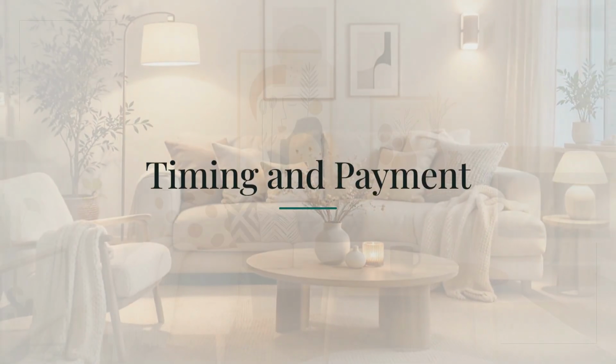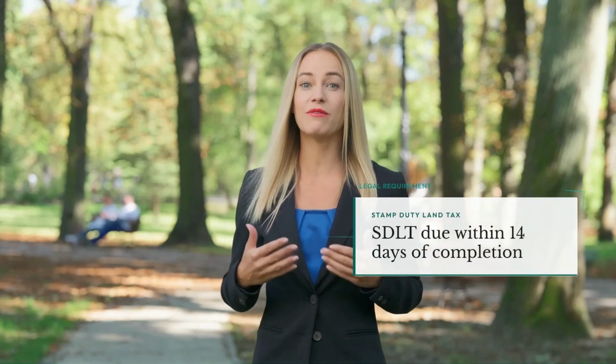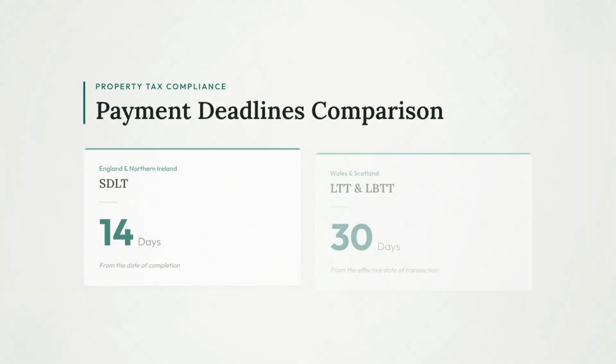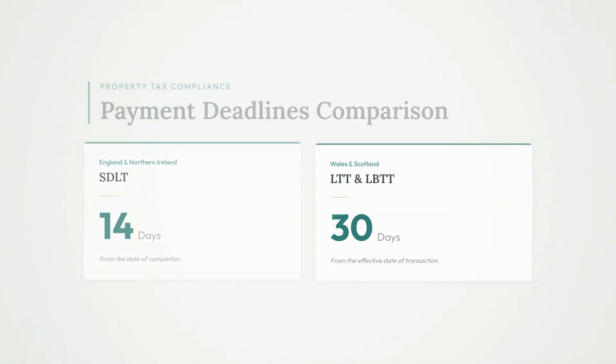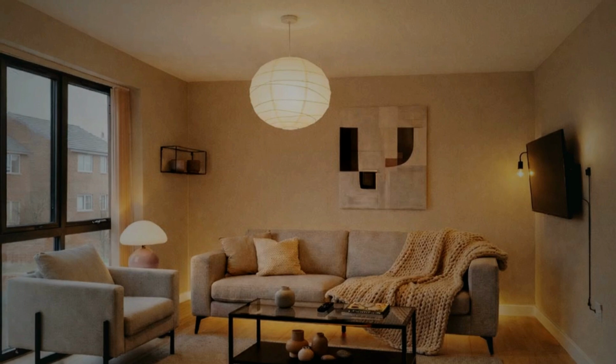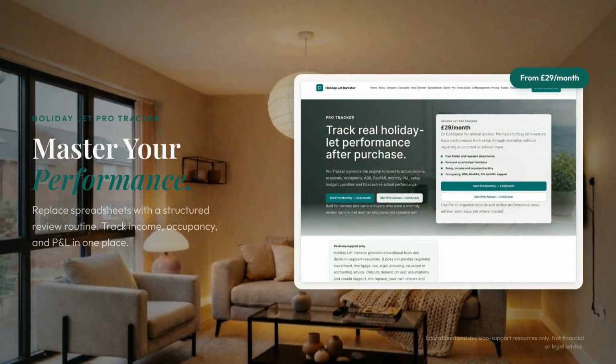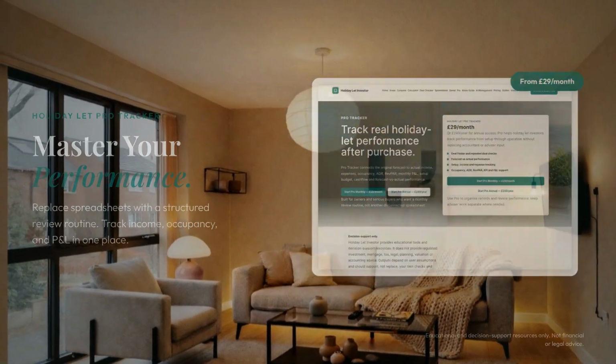Understanding the timing and payment requirements. Timing plays a crucial role as SDLT is due typically within 14 days of completion. In contrast, LTT for Wales and LBTT for Scotland lead to payment being required within 30 days post-completion. Therefore, it's essential to incorporate these cash requirements into your initial offer. Maintaining a clear view of performance post-purchase is equally important.